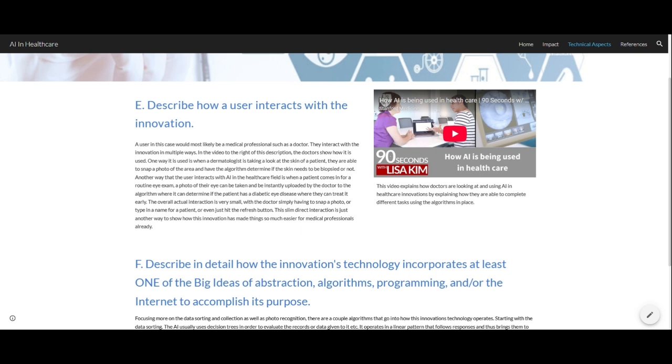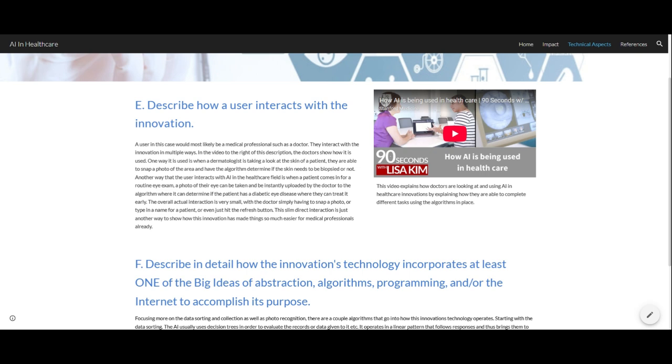Because it says in this video that sometimes people come in and the eye disease is already too far gone and they can't really do much about it. But with this AI recognition, it's a lot easier to find at an earlier stage. So it potentially has the opportunity to save someone's sight.